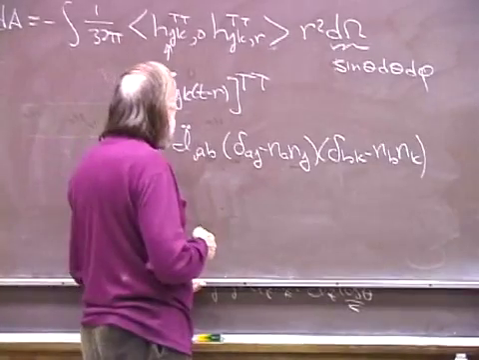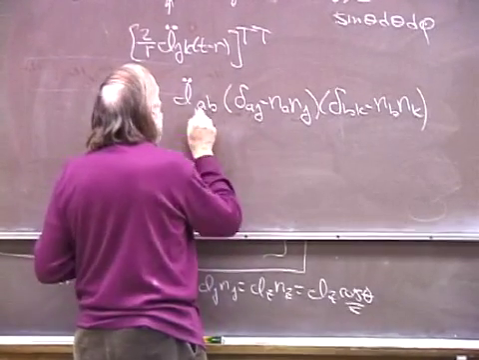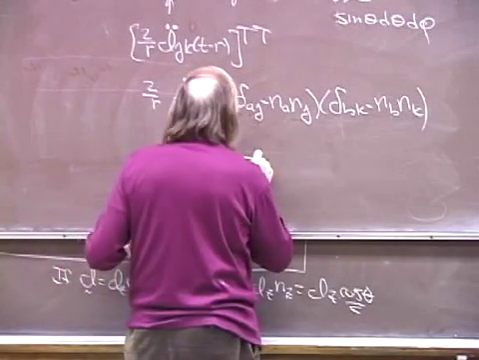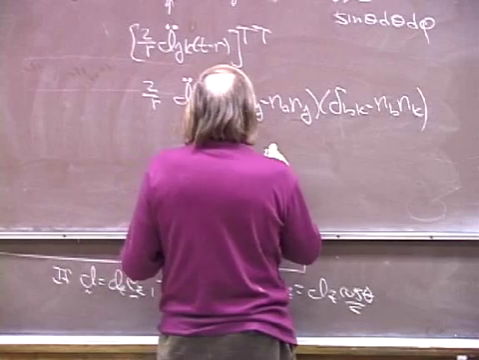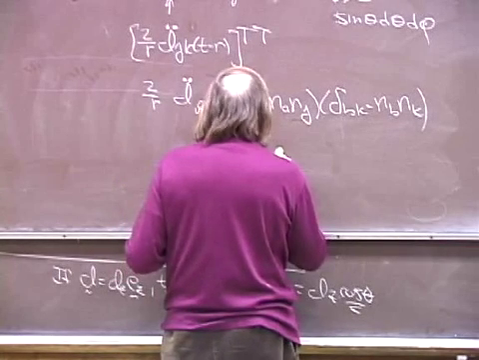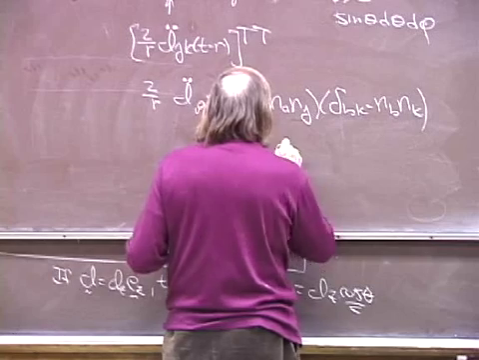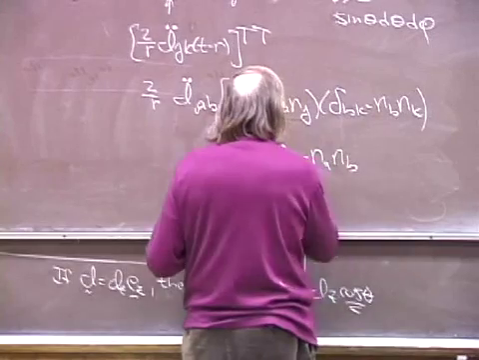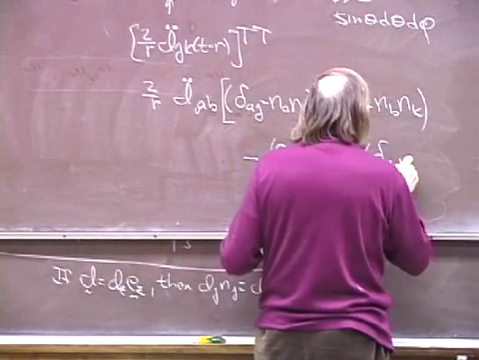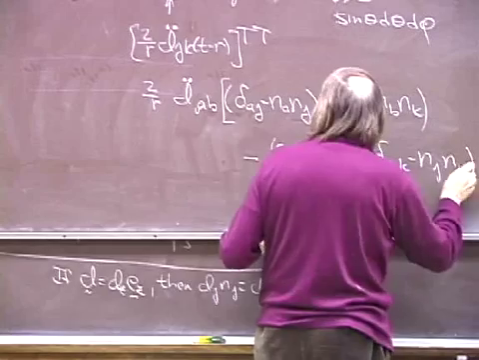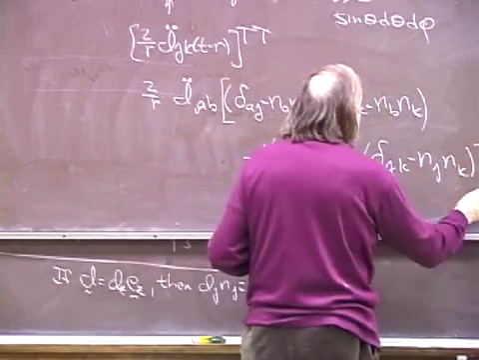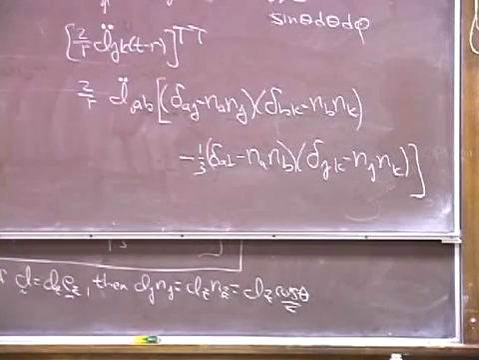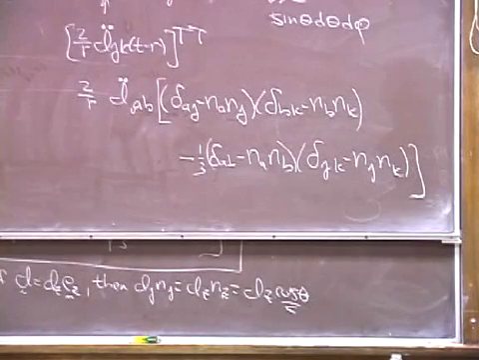And then I have to remove the trace, and I can remove the trace, it turns out, by then subtracting off a delta AB minus NA NB, then delta JK minus NJ NK, and a 1/3. So I'm just asserting that this is a way, formally, to pull out the transverse traceless piece, just formally.